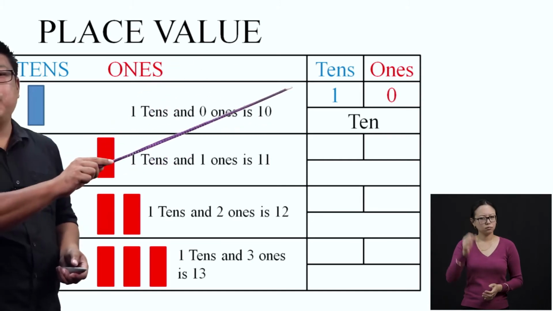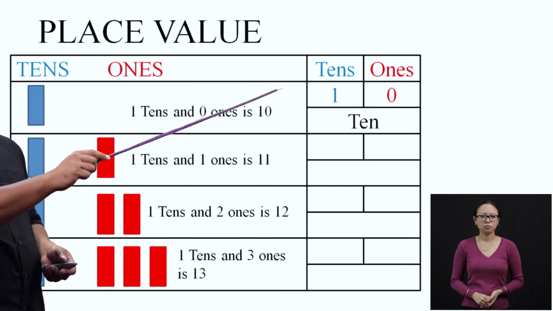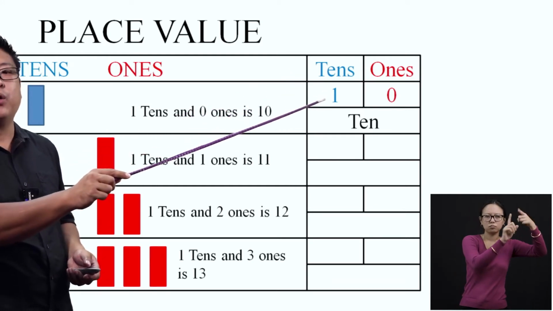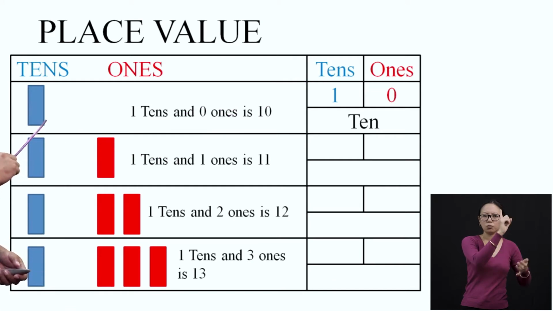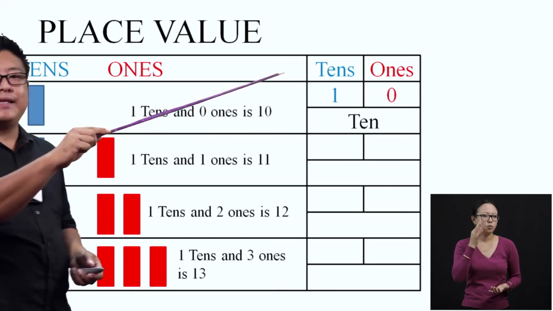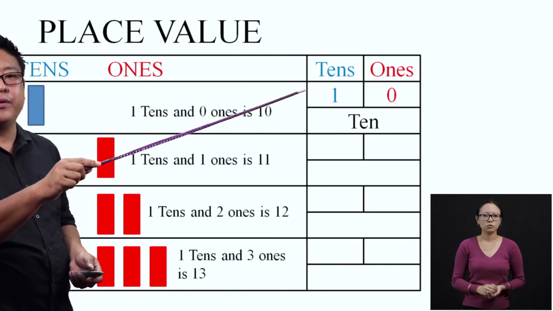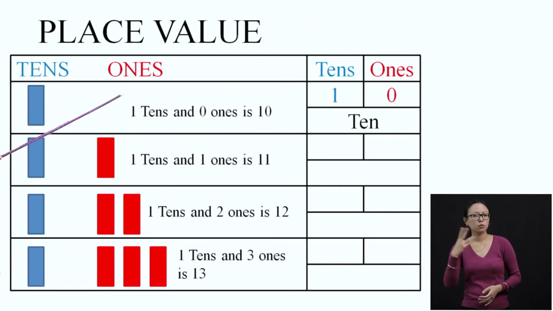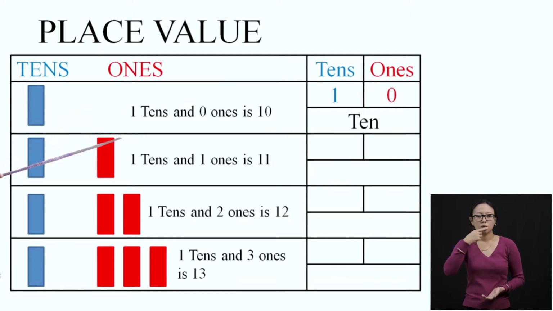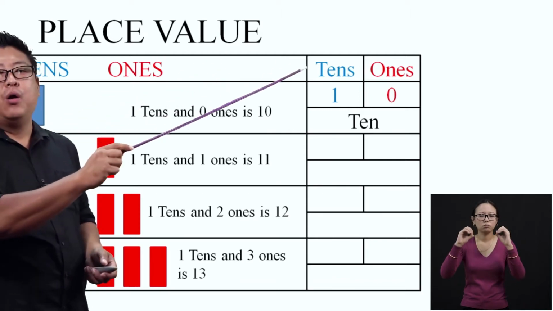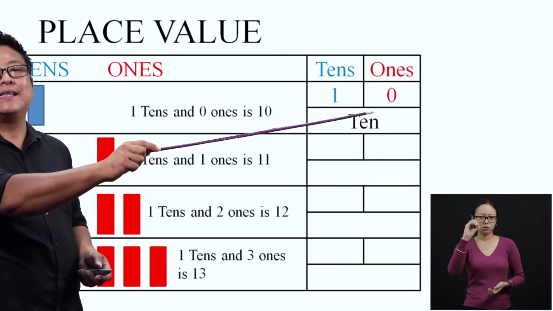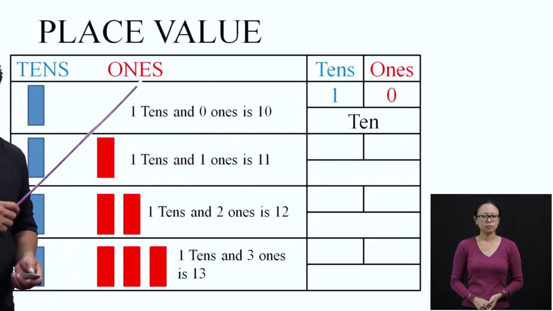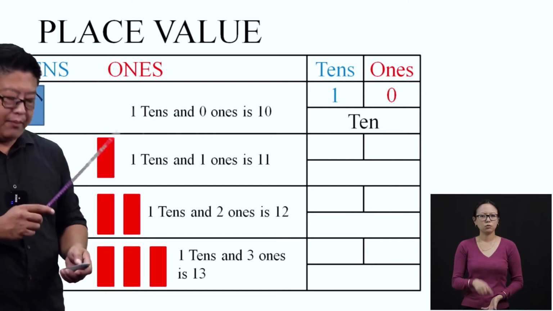So if you look at this table here, in tens place, there's 1 because we have a blue strip here, okay? So in tens place, we wrote 1. And in ones place, we have 0 because in ones place, there's no red strip, all right? So 1, 0 is ten, all right? So this is how you identify the places.